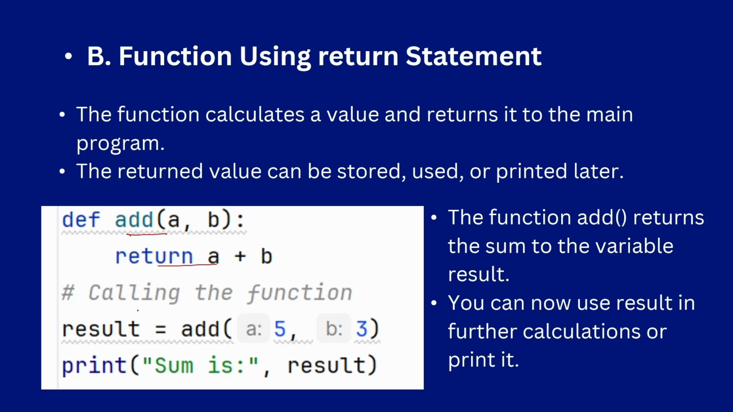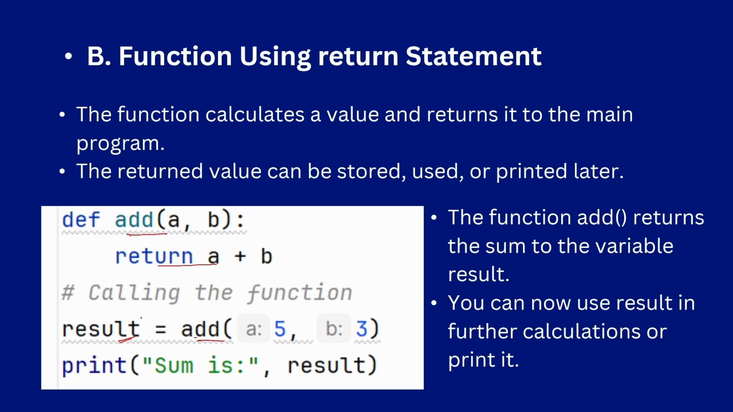So here, when we are calling this function add and we are passing these parameters a and b, we are saving the result. We are saving this outcome of this function in this variable result. So whatever value we are returning, which is a plus b, that value will be saved in result. So 5 plus 3 is 8. So the value of result is 8. So when we print sum is result, we get sum is 8. The function add returns the sum to the variable result. You can now use the result in further calculations and print it.